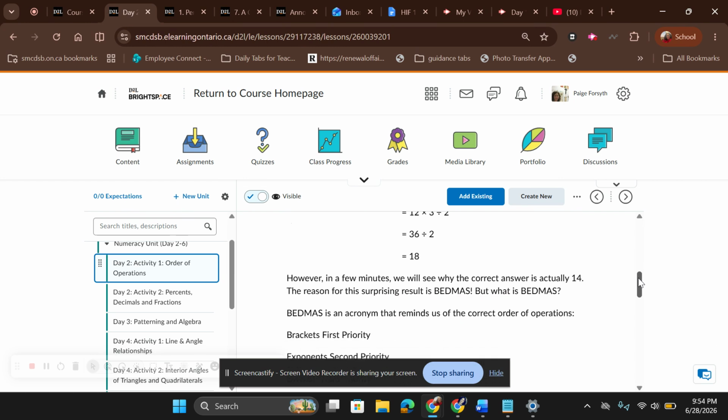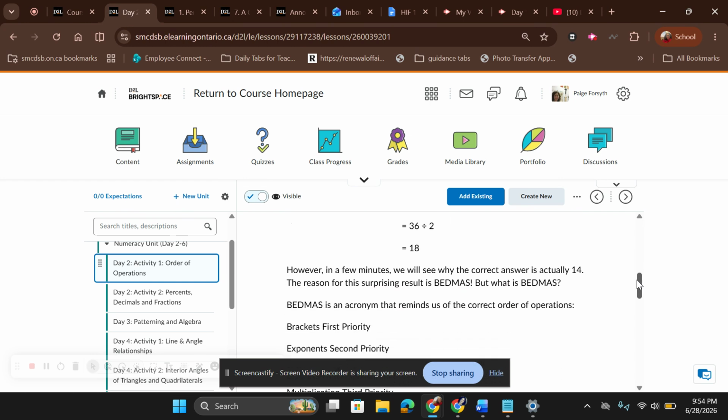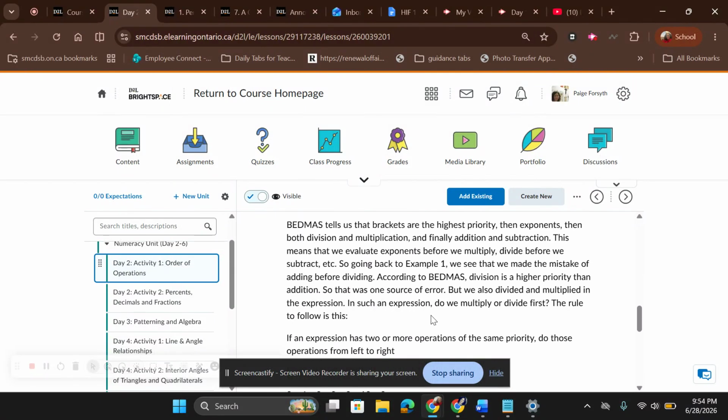But if we follow the BEDMAS, we would get a completely different answer. And so we have to follow the BEDMAS formula. So brackets B, exponents E, division, multiplication, addition, subtraction. Okay, so here it is here. It tells us that brackets are the highest priority, then exponents, then division, multiplication, addition, subtraction.